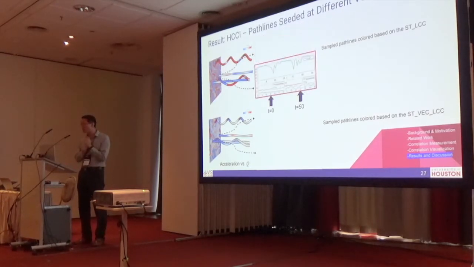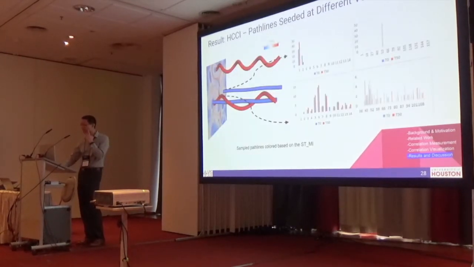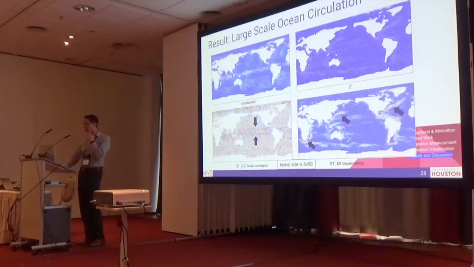In contrast, if you sample the two time positions along the path line seeded off the core, you see their behavior is changing over time. Okay, the trends are changing. So that explains the fluctuation of the correlation you see along the path lines. You can see this even better in the mutual information visualization. But I have to move on.